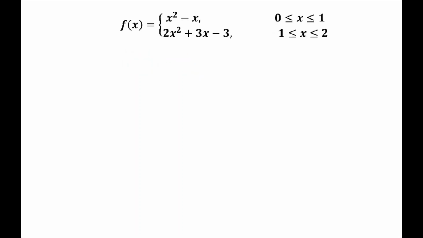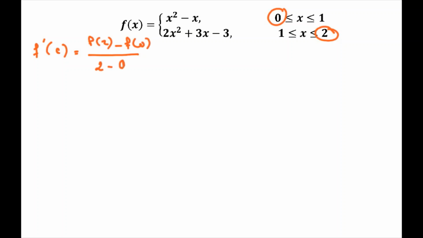Now in this question, f(x) is x squared minus x, where x is between 0 and 1, and 2x squared minus 3x minus 3 if x is between 1 and 2. First of all, we need to find f prime of c, which is equal to the first and last points here, f(2) minus f(0) over 2 minus 0.